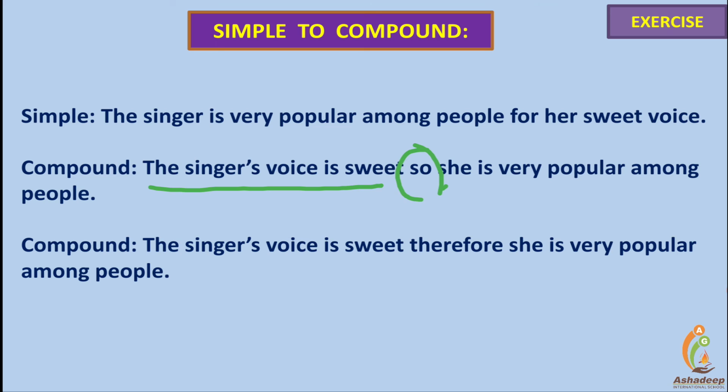So is the conjunction. The singer's voice is sweet, so she is very popular among people. It's the coordinating conjunction, so, used to combine two parts. And here again, friends, you can see that both the clauses are independent. The singer's voice is sweet. We can get what this sentence means. She is very popular among people. It also clears a sense. So both are able to clear a sense in the reader's mind without any help, and that's why both are independent. So is the coordinating conjunction used to combine these two parts.